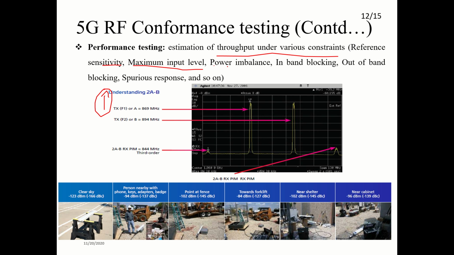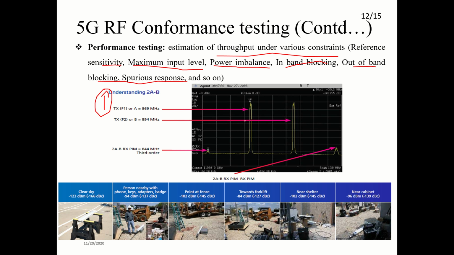Power imbalance, and in-band blocking, out of band blocking, and then spurious response and so on. So under these stringent conditions, how does my device work? This is one of the examples, you can see here.